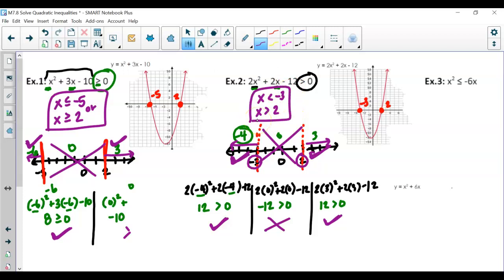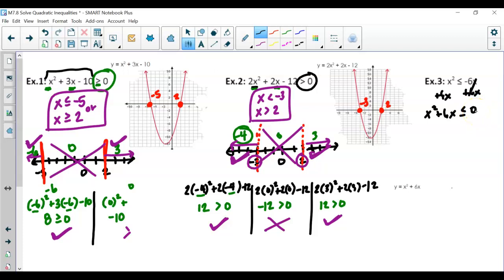So I'll go over one more. Now notice, we're graphing x squared plus 6x because just like the quadratic, even the quadratic inequalities, you have to equal 0. Right now it's equal to negative 6x. So what do you have to do first? Add 6x to both sides. So now you've got x squared plus 6x is less than or equal to 0.